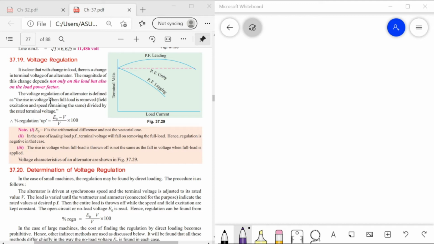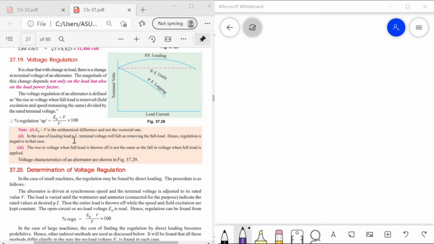So the voltage regulation of an alternator is defined as the rise in voltage when full load is removed, field excitation and speed remaining the same, divided by the rated terminal voltage. Therefore, the voltage regulation is equal to no load voltage minus terminal voltage divided by the terminal voltage times 100%. So note, E0 minus V is the arithmetical difference and not the vectorial one. So we will not consider their directions, only the magnitudes.